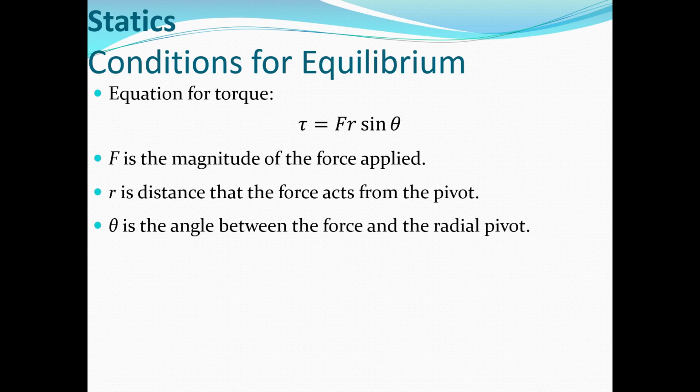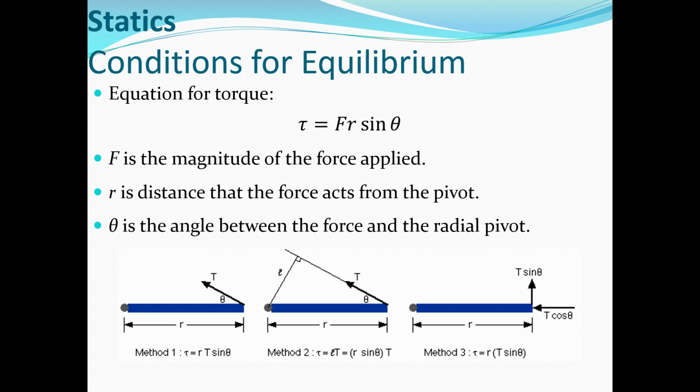And theta is the angle between the force and radially from the pivot. Basically what that means is that if we connect a straight line going from the pivot to the force, that angle between them is going to be the theta. All right, so we end up having situations like this. So if our force is at an angle, we have to use Fr sine theta.